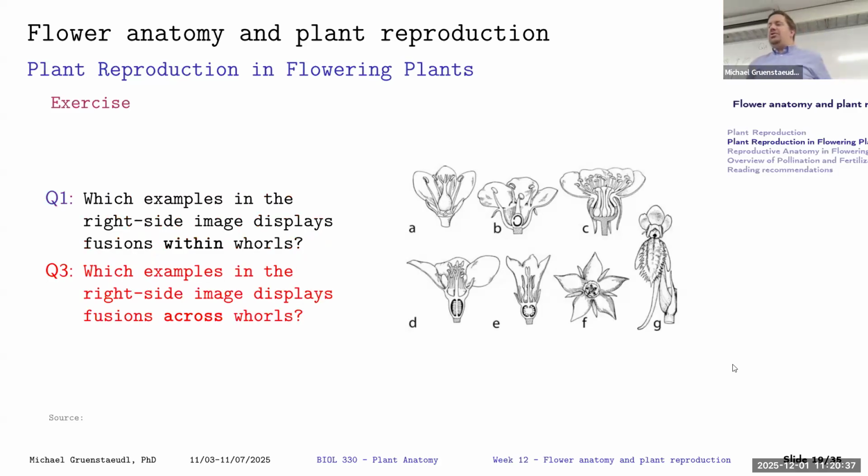Can you see any fusion here within whorls or any fusion across whorls? E would be, really, E? That's it, B. B is a good one. What kind of fusion is B? You're quite right. Exactly. We have the stamens here fused with the petals and the sepals. That's a good one. But I see a second one here.